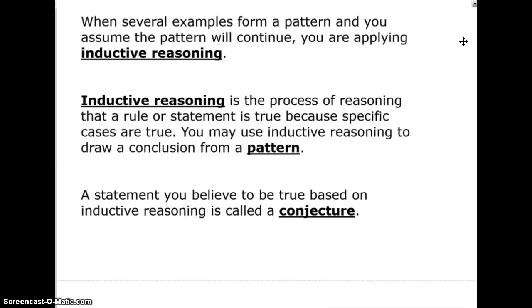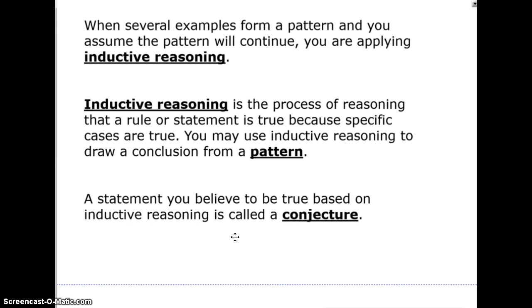Alright, so you have a couple of blanks on your paper, and you need to make sure that you fill them out. So, first off, when several examples form a pattern and you apply the pattern, or you assume the pattern will continue, you are applying inductive reasoning. Okay? And also, a statement that you believe to be true based on inductive reasoning is called a conjecture. Keyword here is believe to be true. It could be false, but you're saying based on the evidence, I believe this to be true. Okay, that is a conjecture.